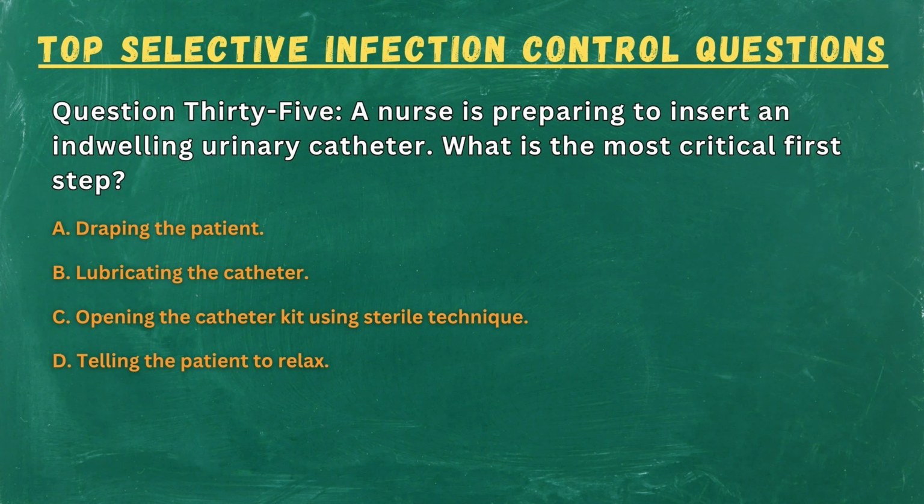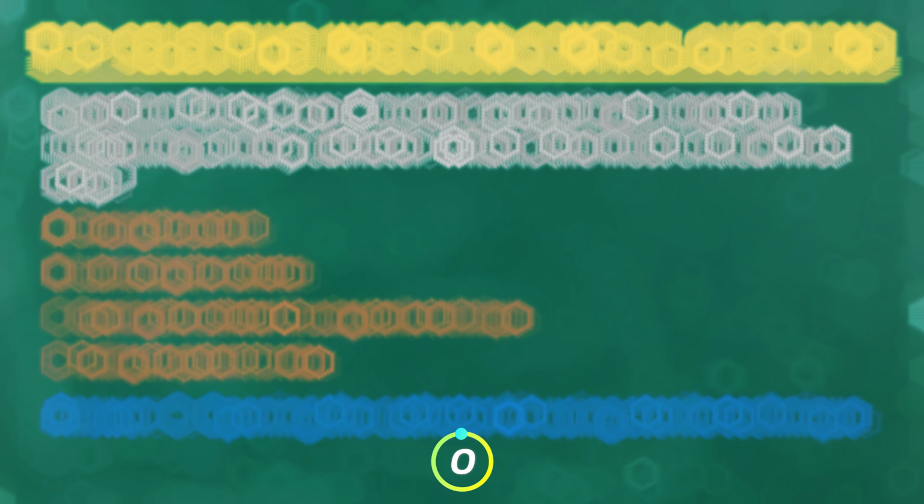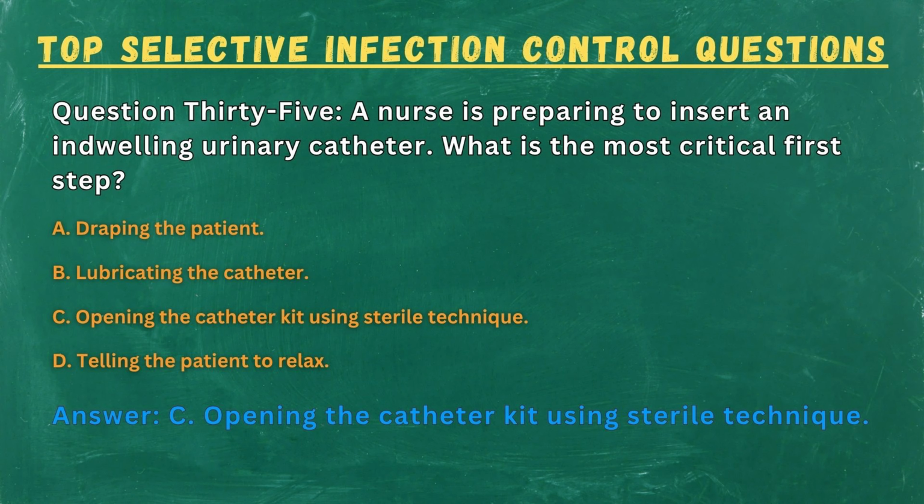Question 35. A nurse is preparing to insert an indwelling urinary catheter. What is the most critical first step? A. Draping the patient. B. Lubricating the catheter. C. Opening the catheter kit using sterile technique. D. Telling the patient to relax. Answer: C. Opening the catheter kit using sterile technique.